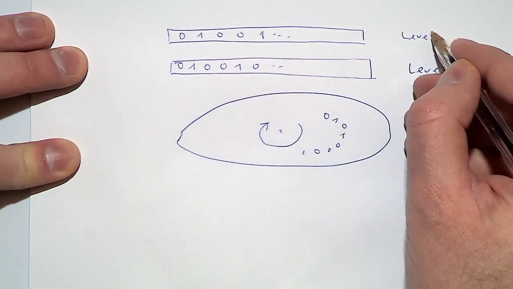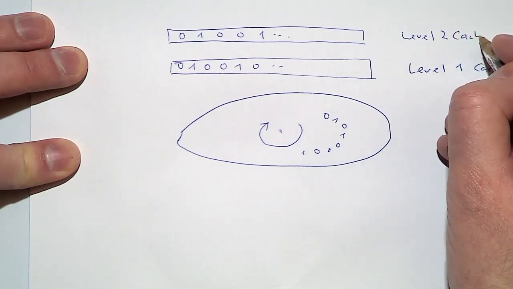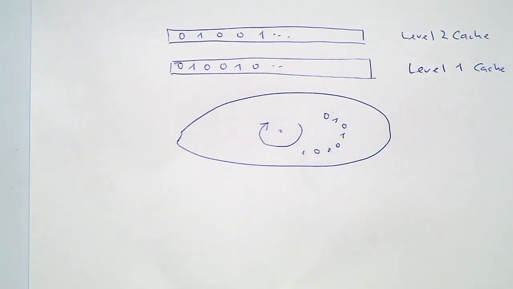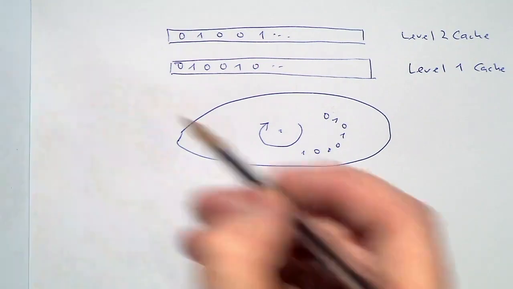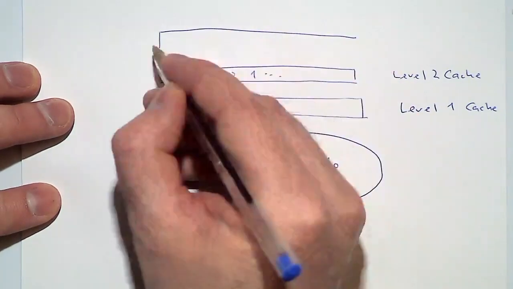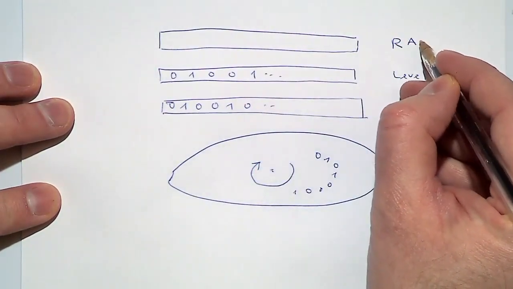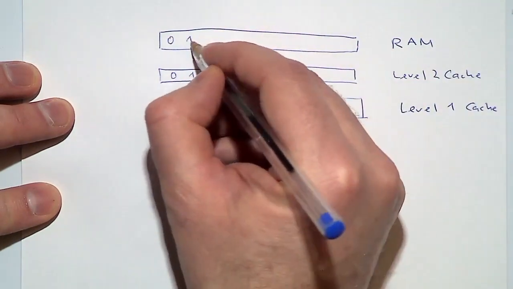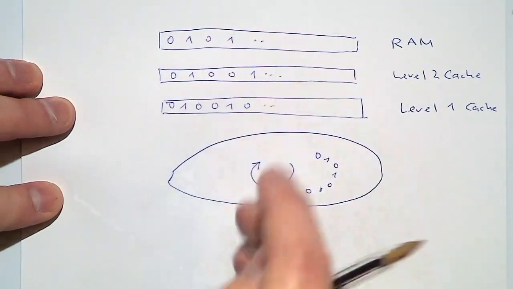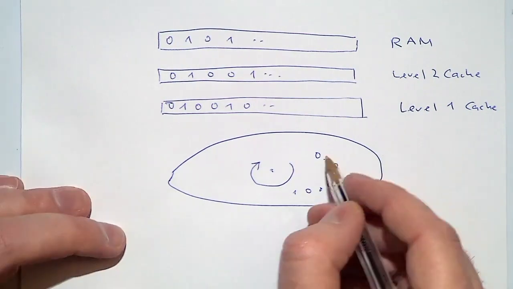Let's just put two levels here. So we have level 1 cache and level 2 cache. And then on top of it, we have our random access memory, RAM, which also stores zeros and ones. Okay. Now, if we retrieve a file from our hard drive, then a file will be some portion here.